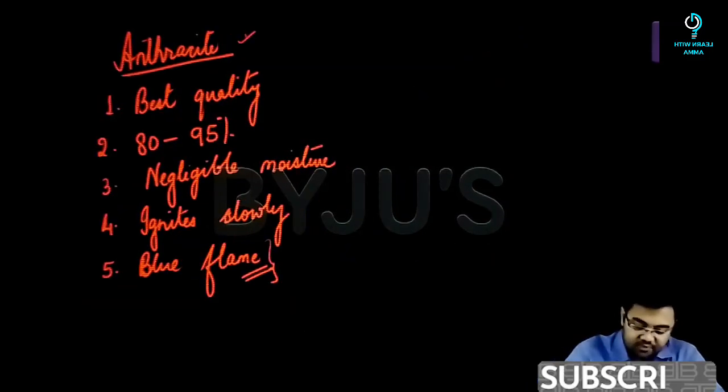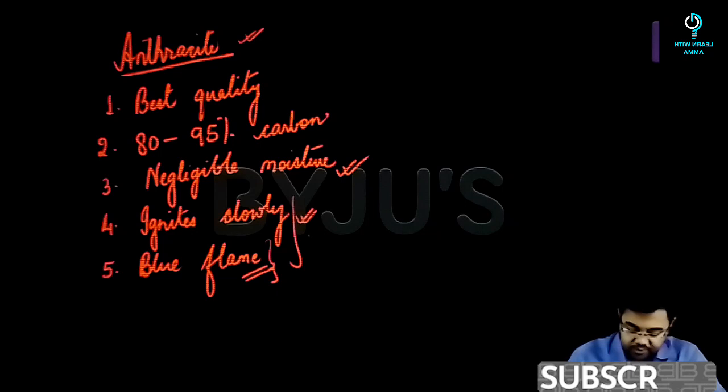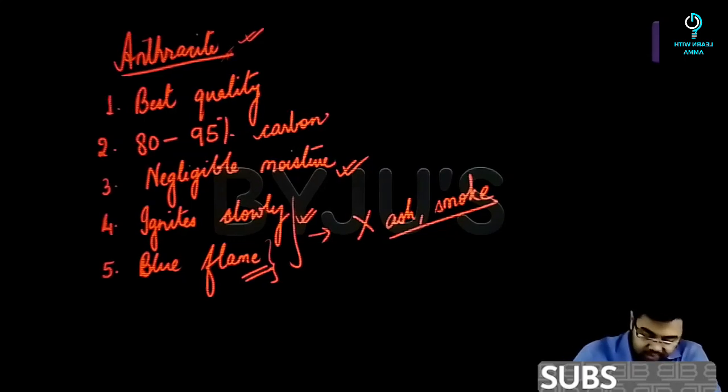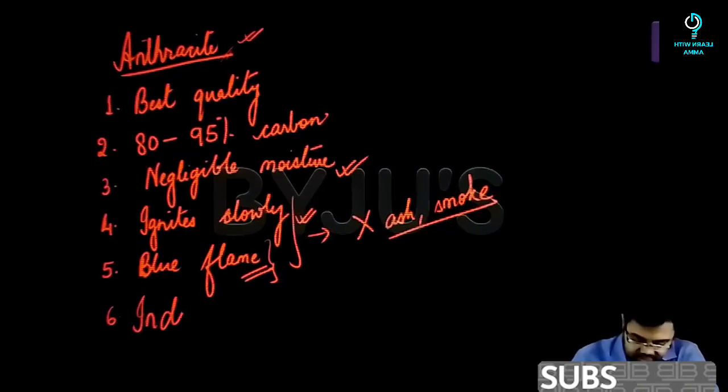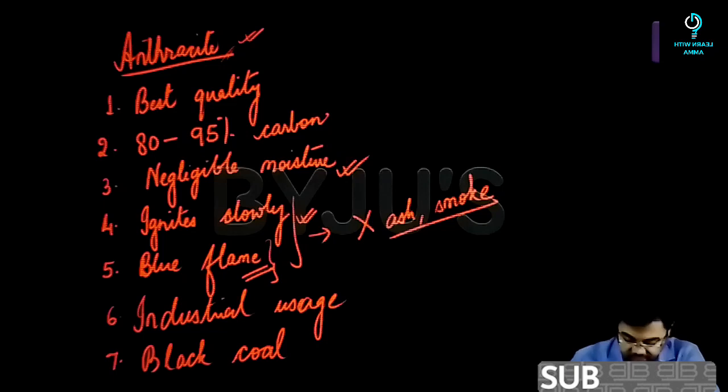Then you have the best variant of coal, that is anthracite. Anthracite has 80 to 95% carbon. It has negligible moisture, and ignites slowly with a blue flame, so that's why it does not give any ash or smoke. There is no ash or no smoke that will be given out by this variant. So that's why anthracite becomes the most important one, and usually we see industrial applications for anthracite. The best variant of coal is called black coal, and something that we already saw, it has a metallic luster.